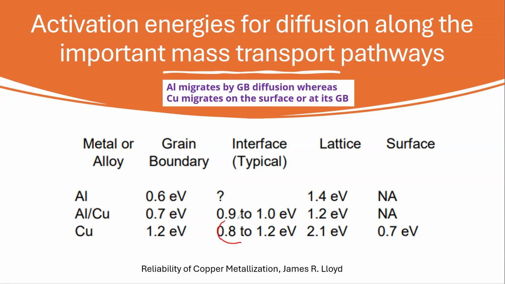Its interface is small too. Okay, grain boundary 1.2, and it's much less than the 2.1 lattice bulk diffusion. So copper is different. When you mix the two together, they are also different. That's why I meant here that aluminum migrates by only the grain boundary. But copper is different. They will like the grain boundary interface. They all like that. The lattice, probably not.